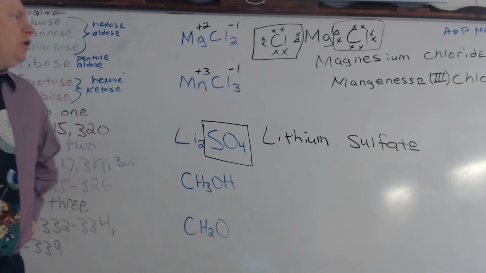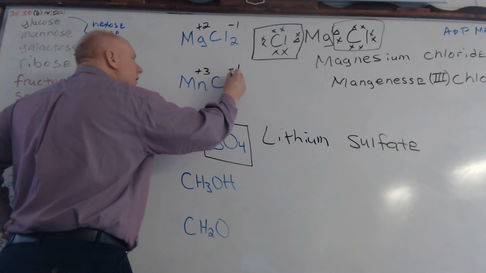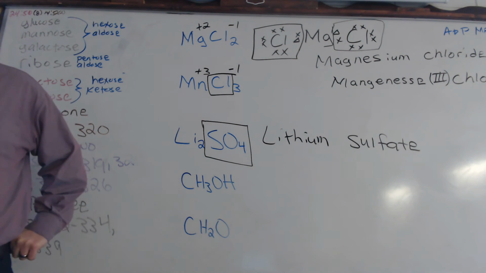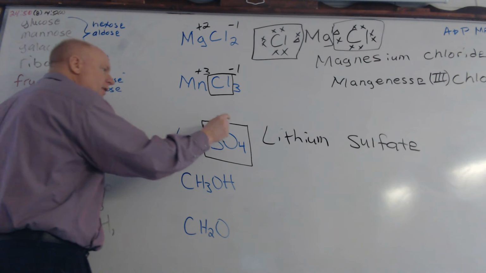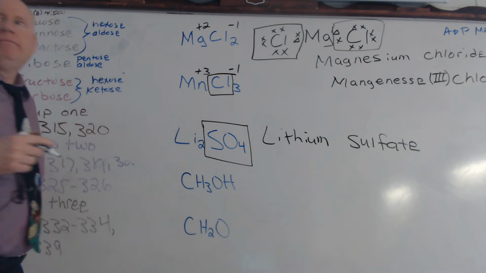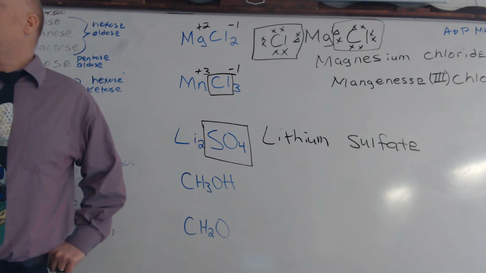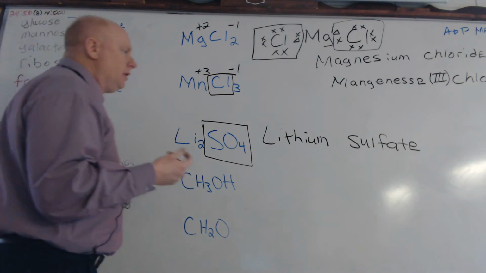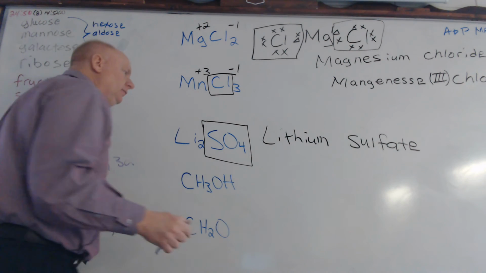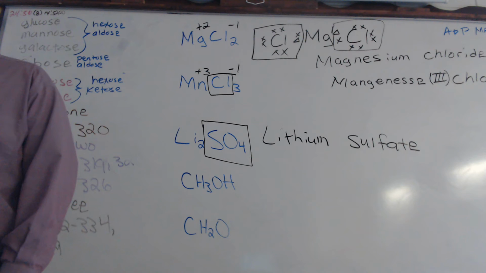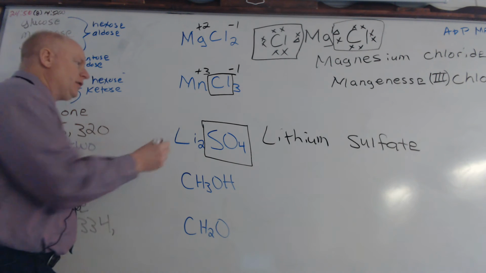Because when we look at chloride, how many elements make up the chloride ion? One. How many elements make up the sulfate ion? More than one. Make sense? Do we need a Roman numeral for this? No. Why? Because lithium only has one type of charge, and that's +1.